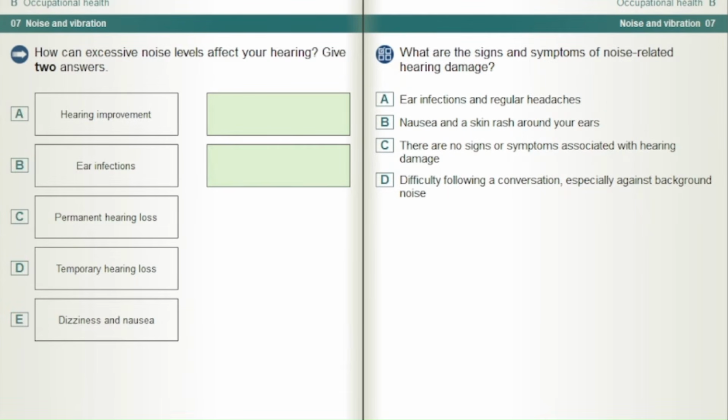What are the signs and symptoms of noise-related hearing damage? Ear infections and regular headaches, nausea and a skin rash around your ears. There are no signs or symptoms associated with hearing damage. Difficulty following a conversation, especially against background noise.